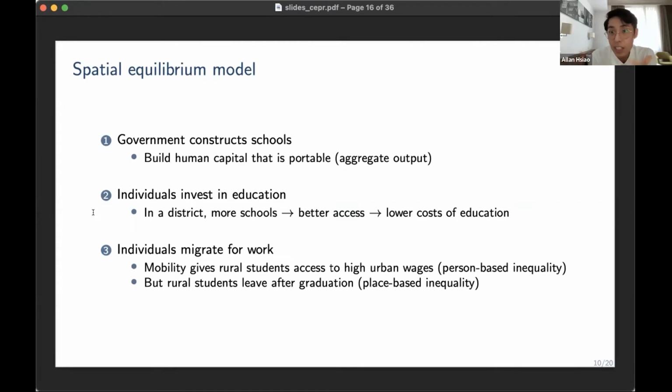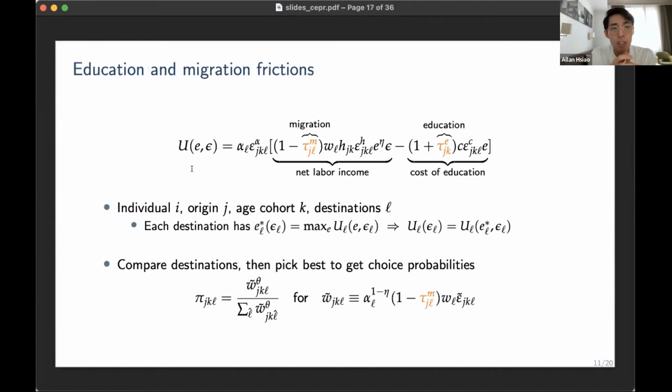And so again, this gets at that tension between people and places. If you have a lot of mobility, you have a lot of roads, or you're in a really connected labor market, then as a rural student, mobility is great because it's going to allow you to pursue those high wage jobs in urban areas. And that's going to reduce person-based inequality because now the low end has bigger returns. On the other hand, where are those students getting the gains? It's because they leave after graduation. And so it's not going to help place-based inequality.